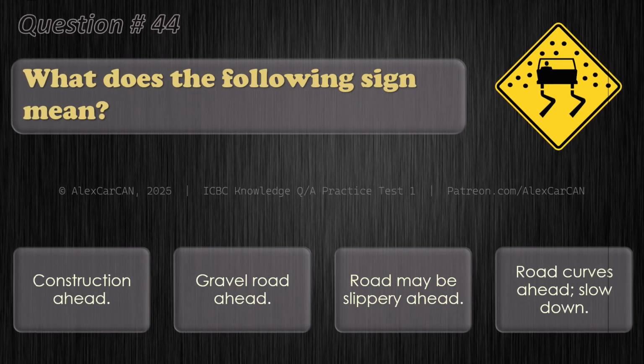Question number 44. What does the following sign mean? Construction ahead. Gravel road ahead. Road may be slippery ahead. Road curves ahead, slow down. The correct answer is road may be slippery ahead.